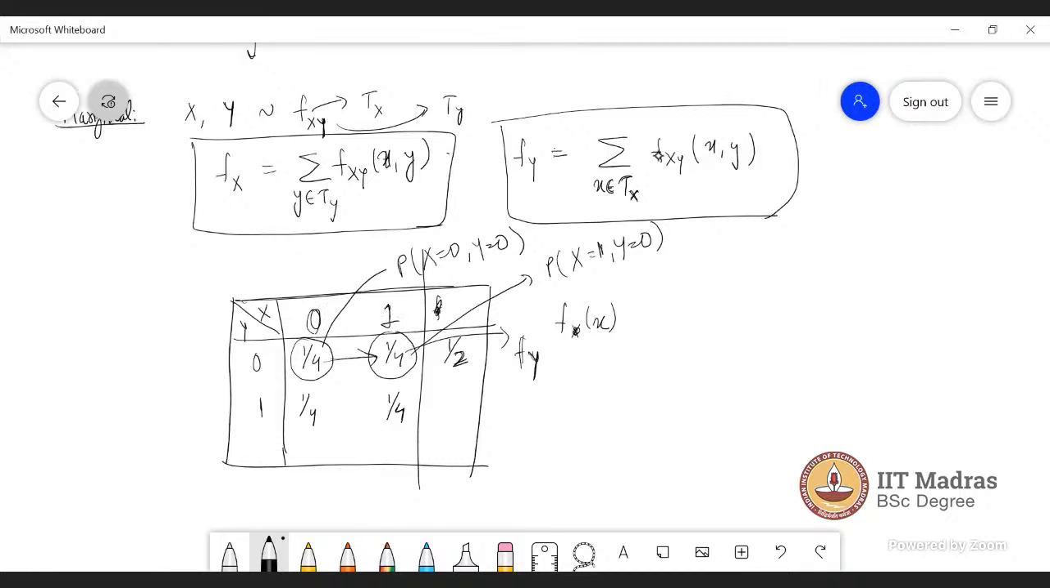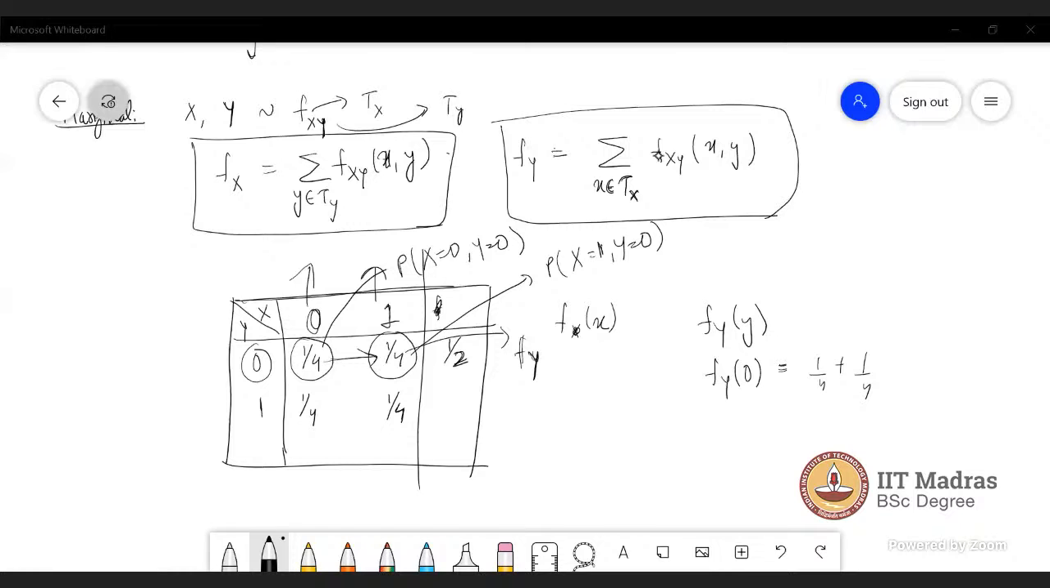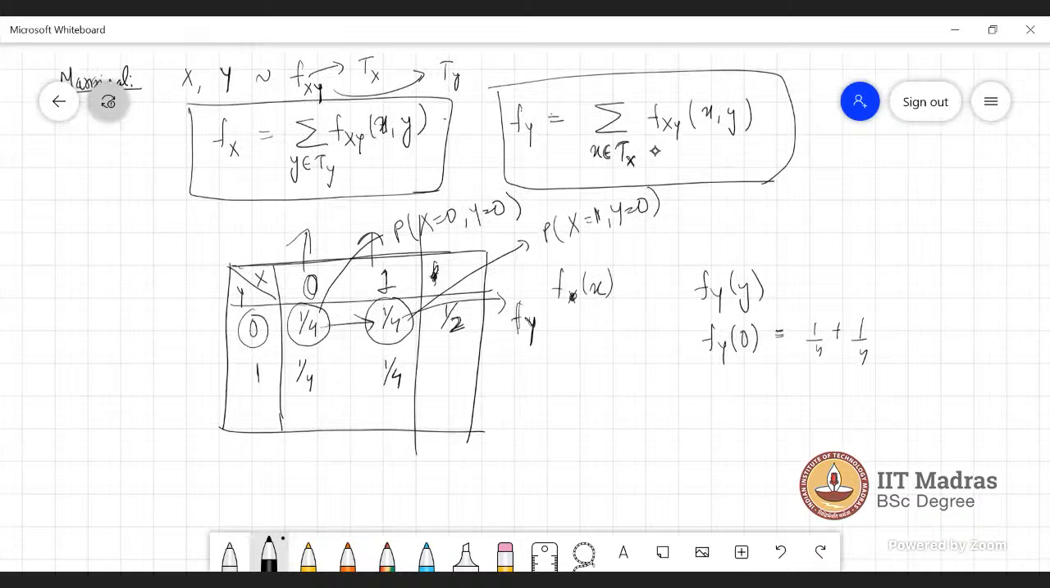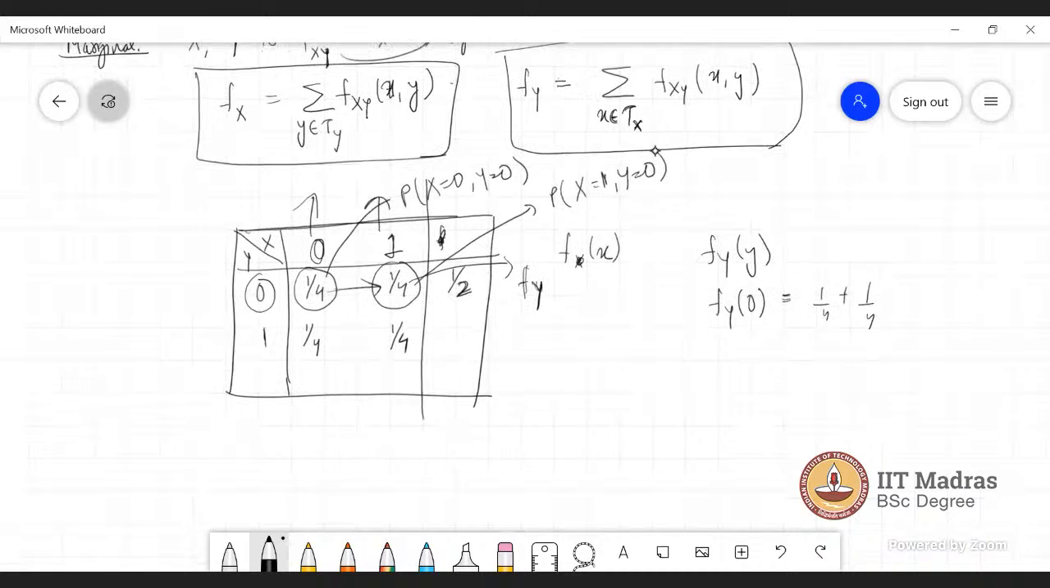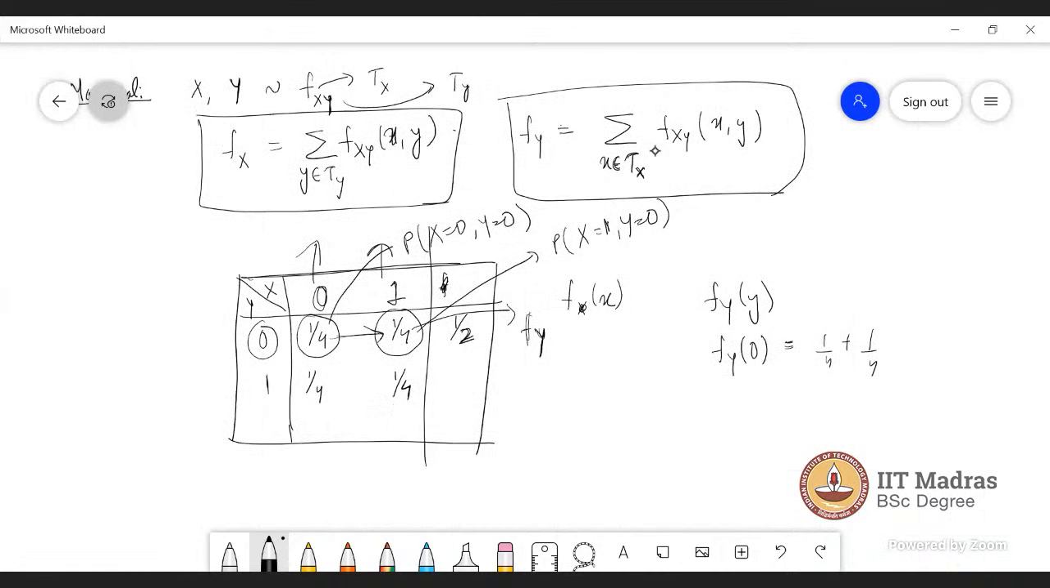So if I am finding fy of y, in this case y equals 0. So fy of 0 is 1 by 4 plus 1 by 4; you are summing it over the values of x. That's what I'm telling you. We are talking about the marginal here, so please go back and read it again.